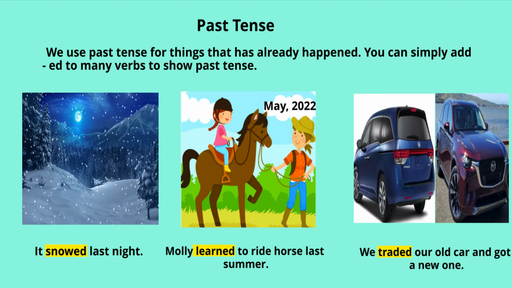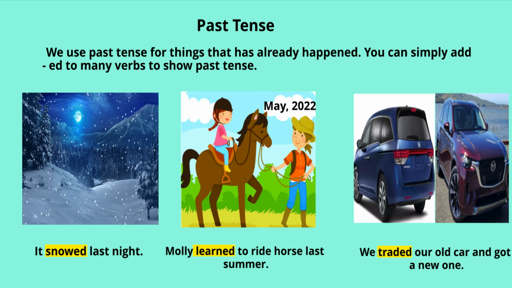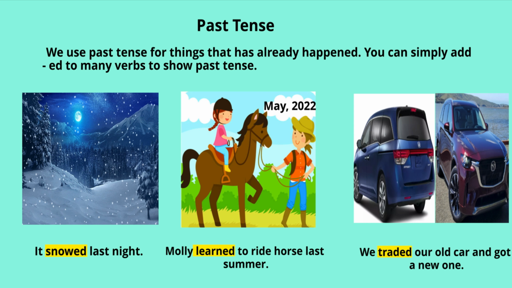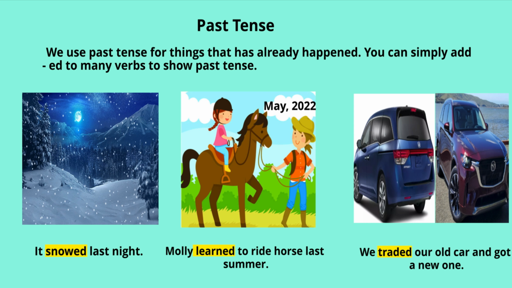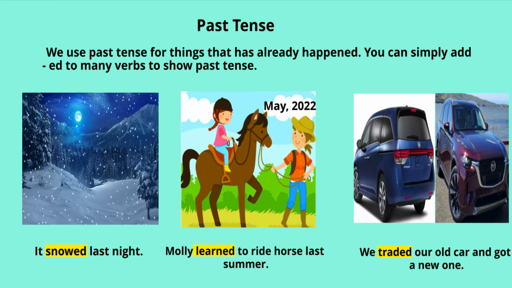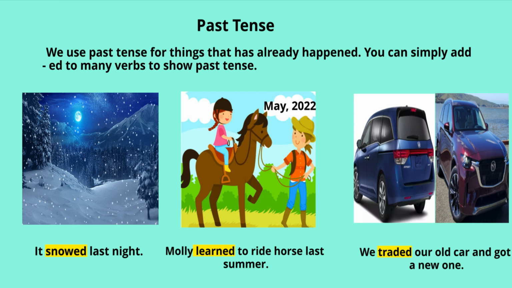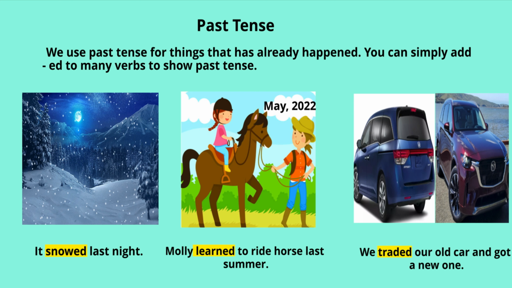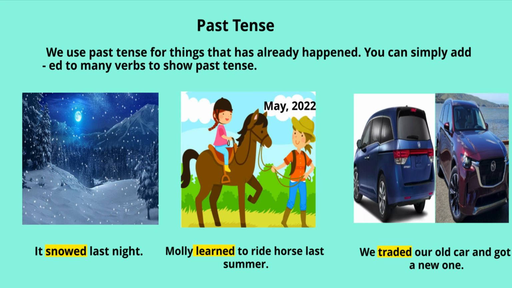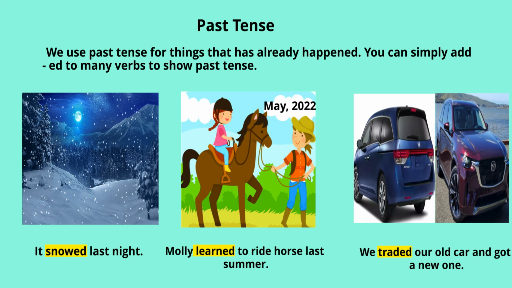In the first image, what do you see? In that visual, you can see snow, right? You can also see a moon. "It snowed last night." That means this event happened last night, and so this is in past tense. That is the reason we have added ed to the base verb snow and it became snowed.